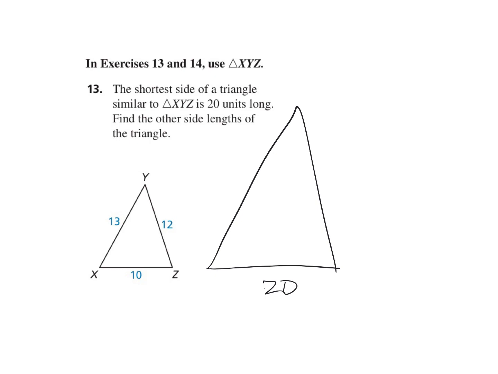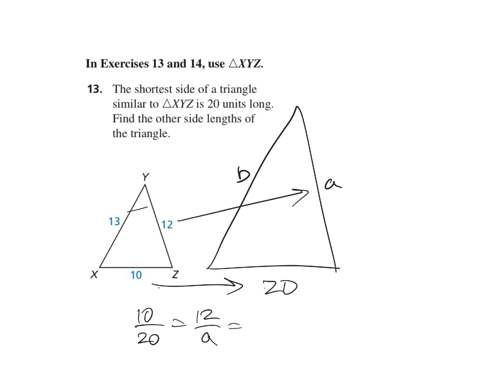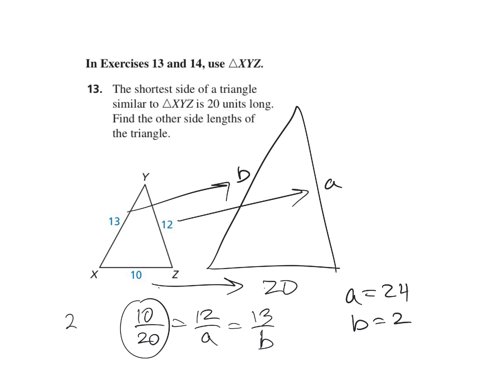So we'll call this side A and side B here. So we just set this up. 10 is to 20, as 12 is to A, as 13 is to B. Now look at your scale factor here. You're getting bigger. Your scale factor should be 20 over 10 or 2. So all I have to do is double all these lengths. So A is 24 and B is 26. Or you could do cross multiplication and figure them out.